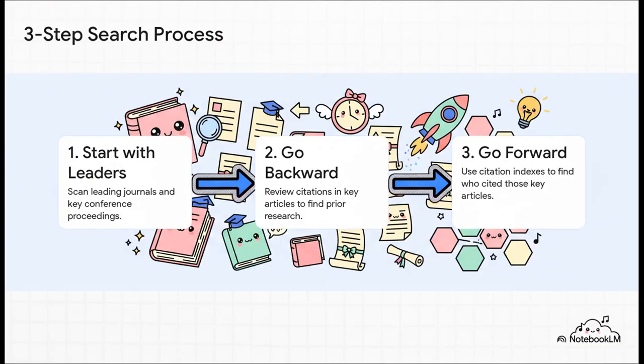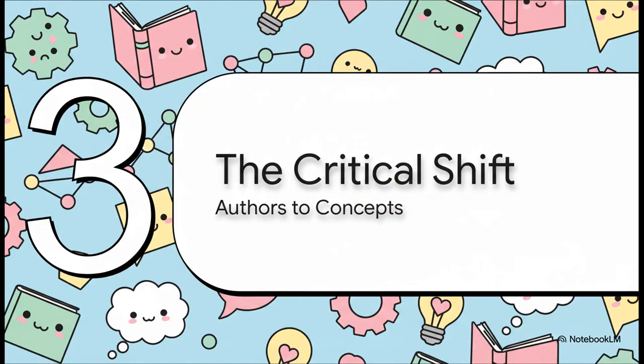Okay, think of this as your game plan. It's a simple but really effective three-step process. First, you start with the heavy hitters, the top journals in your field. Then you play detective and go backward, digging through their citations to find the foundational papers they built on. And finally, you jump forward in time, using citation indexes to see who's talking about those key articles today. Doing this ensures your search is thorough, that you haven't missed a critical piece of the puzzle.